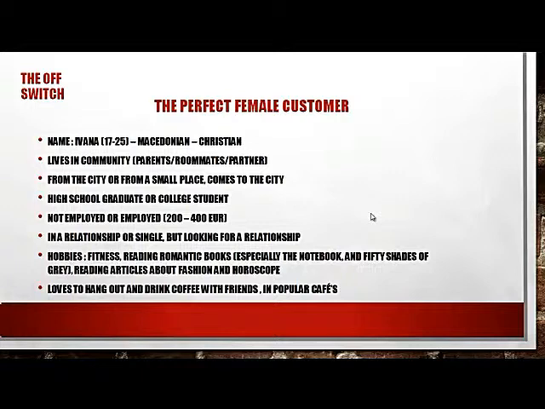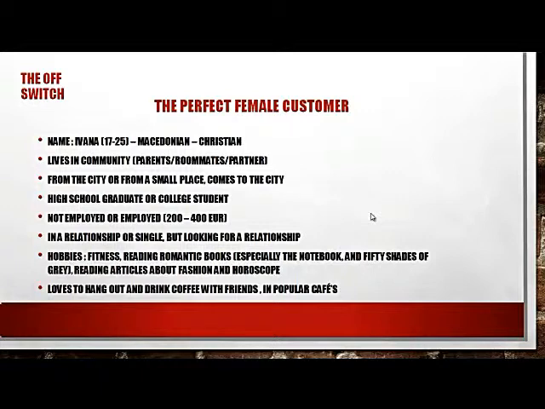She came from the city or from a small place, comes to the city. She's in high school or graduate or college student, not employed. Most of the girls were not employed, or employed and have a salary between 200 and 400 euros. She's in a relationship or single, but looking for a relationship.